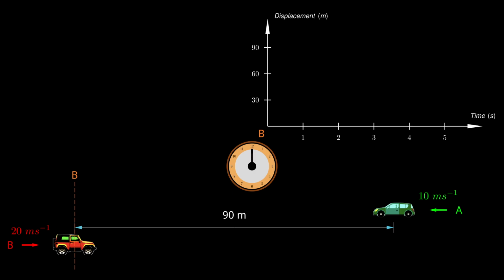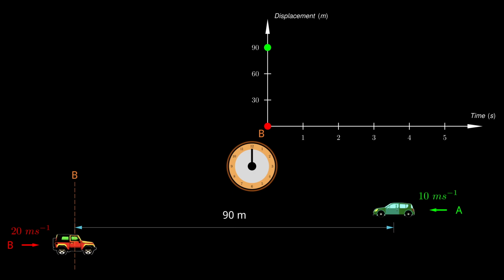We'll begin by identifying the initial positions of the two vehicles. Since we've chosen point B as the reference point, the initial displacement of Vehicle B is 0, when time is 0. This corresponds to the origin of the graph. Vehicle A, however, starts 90 meters away from point B. Since all measurements to the right of point B are considered positive, Vehicle A's initial displacement will be marked on the y-axis at the 90-meter mark. This point represents Vehicle A's position when time is 0.